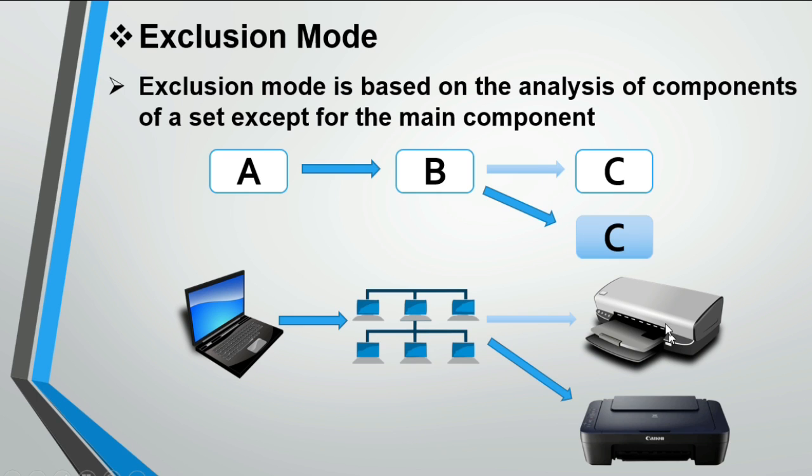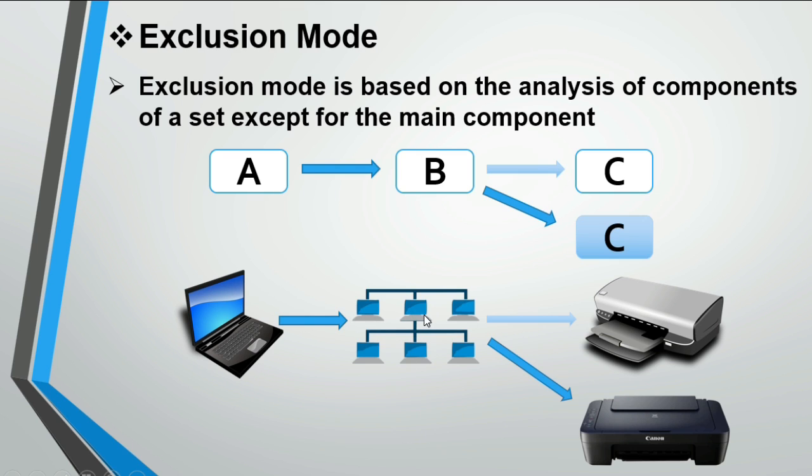As you see here, this is the main component. So we will not focus on the suspect printer. In the exclusion mode, you will use another printer, as you see, to be sure whether the problem is in the major component, this printer, or in the other parts of the set. So you can just use another printer. If the problem is solved, then the cause of the problem is the printer itself. If you use another printer and the problem still persists, then the problem is not in the printer.